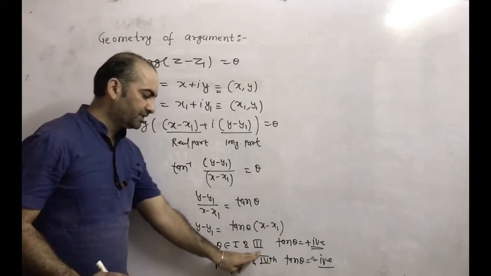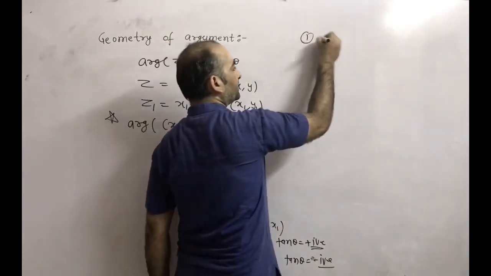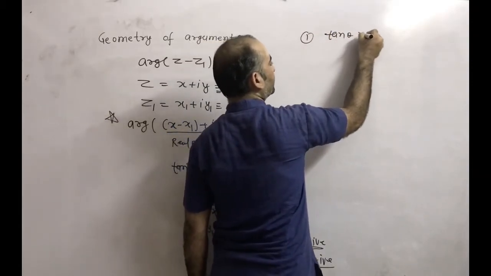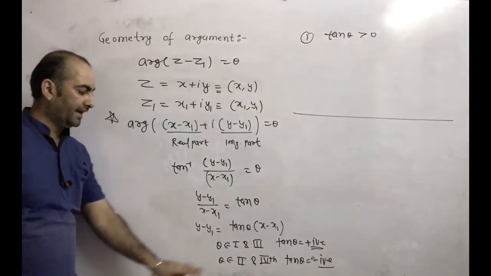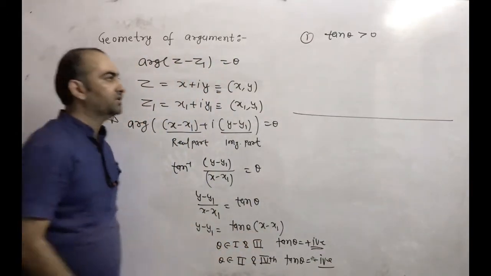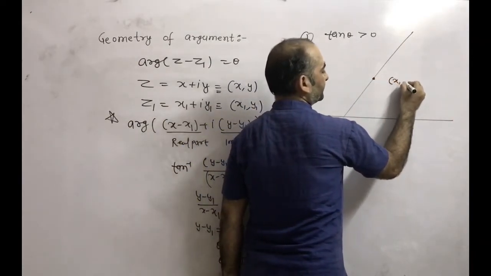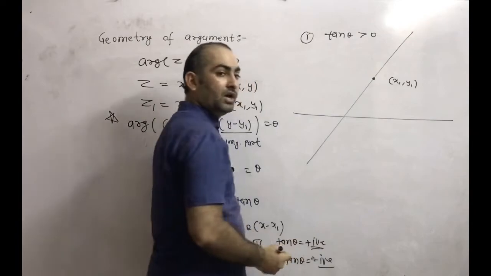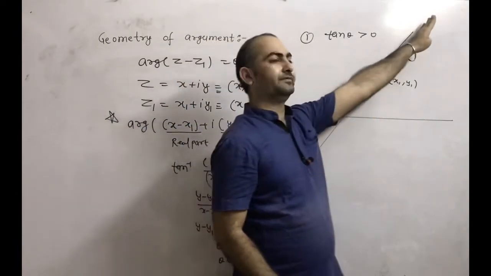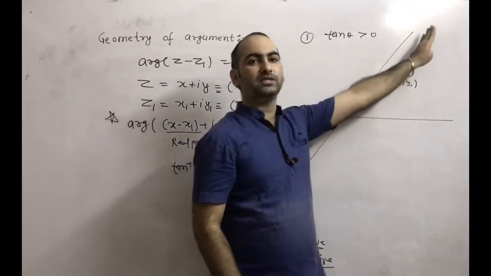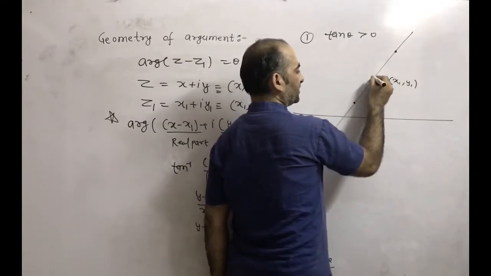If theta belongs to the first and third quadrant, then tan theta is positive. Okay, so first case: if tan theta is greater than 0, we'll get a line equation. That line will pass through the point x1 comma y1. Okay, so we are taking a line. This line will pass through the point x1 comma y1. And z is a moving point, so x comma y will move on this line. So x comma y is possible here, here, and at this point also.